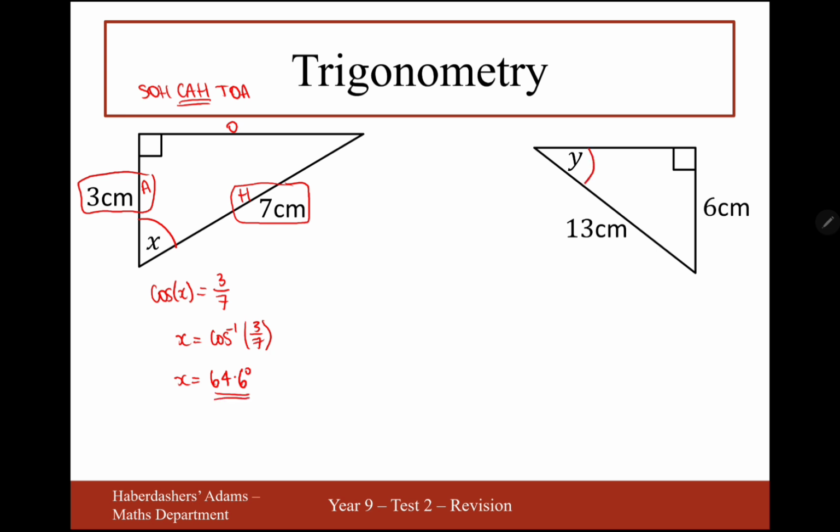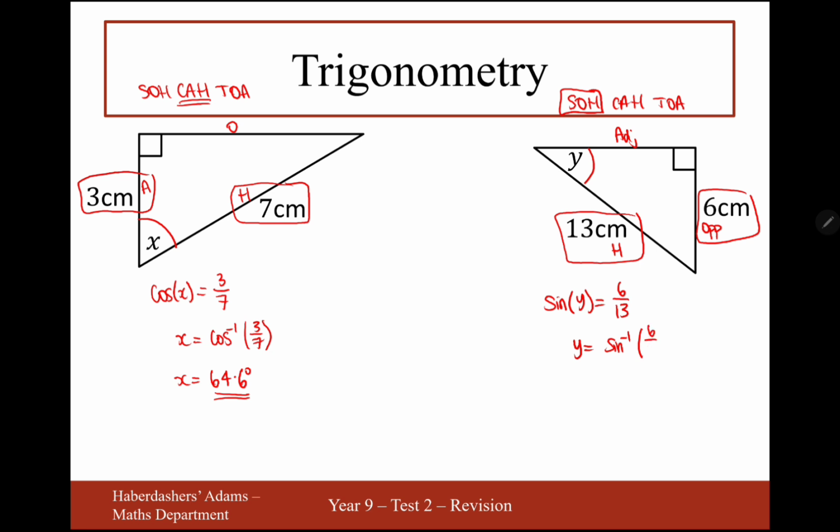And for the final one here, we're going to label this side hypotenuse, this side opposite, and this side up here adjacent. So we need now the trigonometric ratio that has opposite and hypotenuse in it. SOH CAH TOA. So that's opposite and hypotenuse, so it's definitely SOH. So that means sine y equals, get the fraction the right way around, opposite over hypotenuse, 6 over 13. So now we need to do sine minus 1 of 6 over 13. So shift sine 6 over 13, and we get 27.5 degrees. Okay, so there we are.